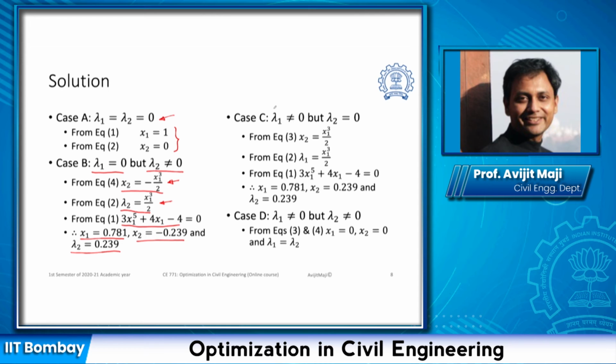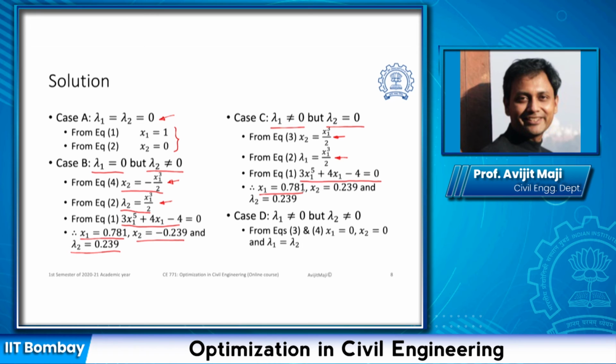So the other assumption could be, when my first constraint is active, my second constraint is not. In that case, again from equation 3, we can get a relationship between the two design variables, which if we replace in equation 2, we can obtain the value of lambda 1. And once we replace it in equation 1, again we obtain a fifth-order polynomial with respect to the design variable x1. And solving that, if we take the real value, it is the same value which we obtained in case B.